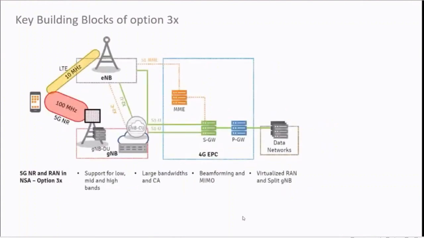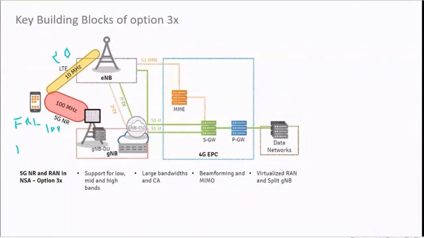So let's talk about the key building blocks of option 3X. With LTE, you know that our maximum bandwidth can go up to 20 megahertz, right? But with 5G, for FR1, our maximum bandwidth is 100 megahertz, right?